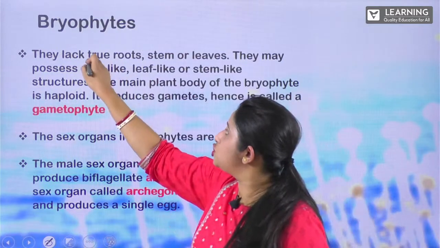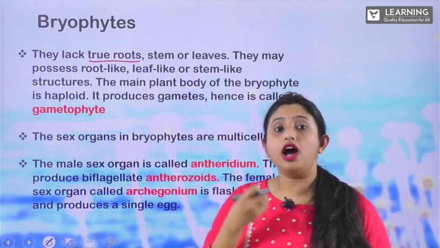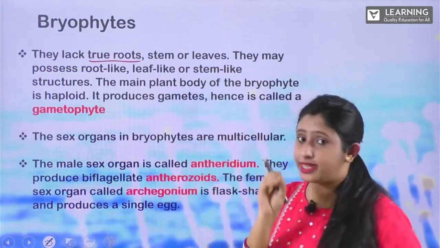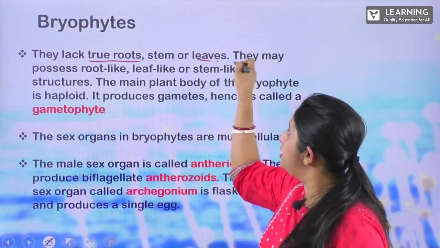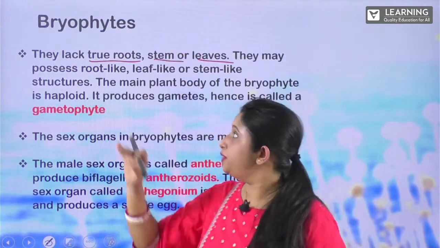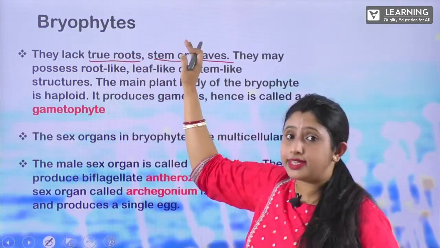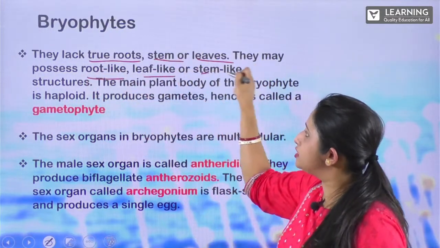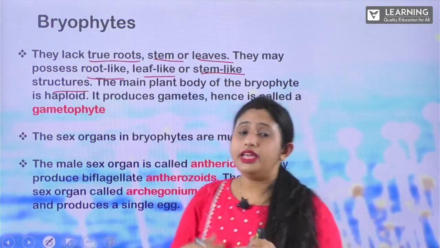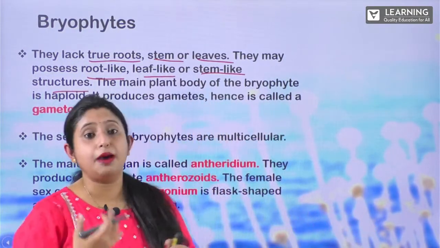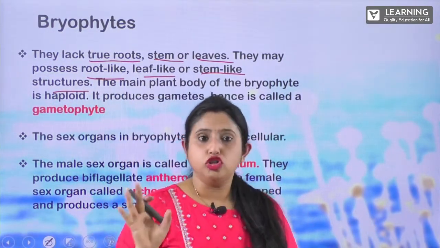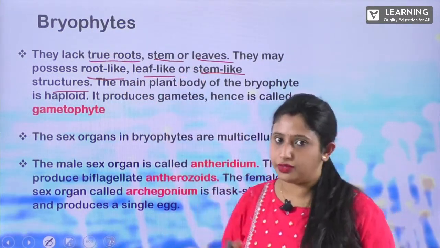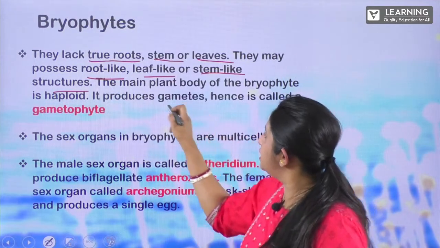So they lack true roots. They do not have a proper root system, proper stem or shoot, or leaf. They may possess root-like, leaf-like or stem-like structures, but they are not true. So they lack the true roots, stem or leaves. Clear? Next are the gametes.